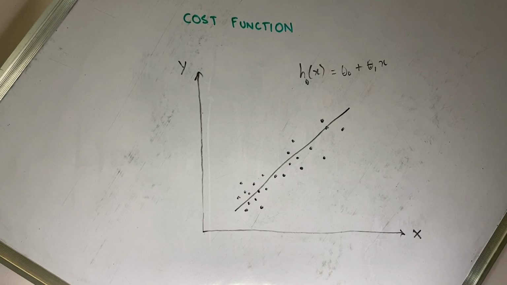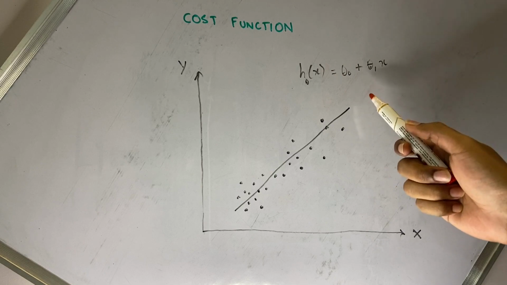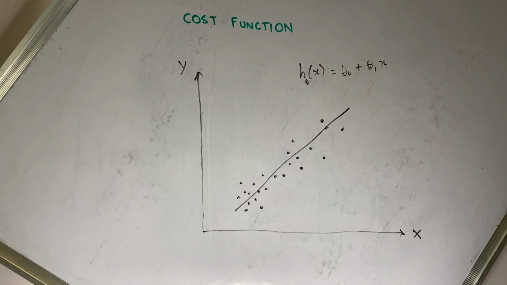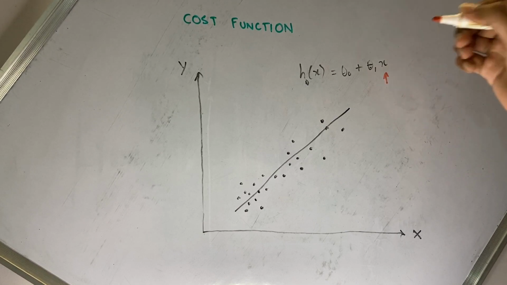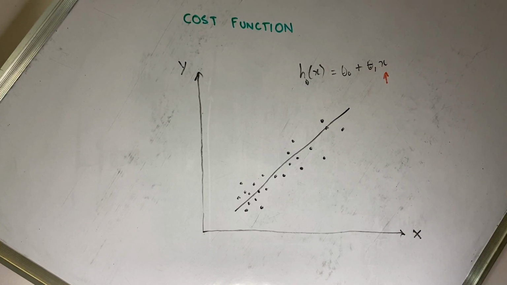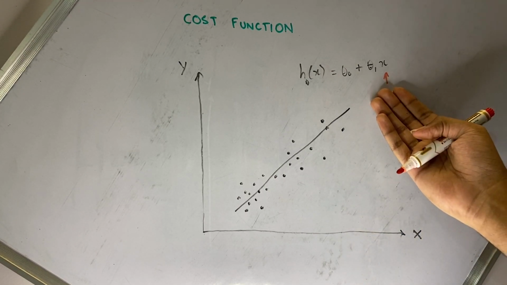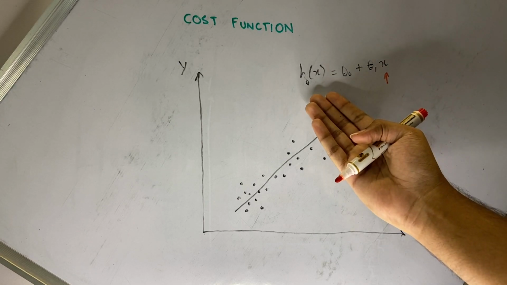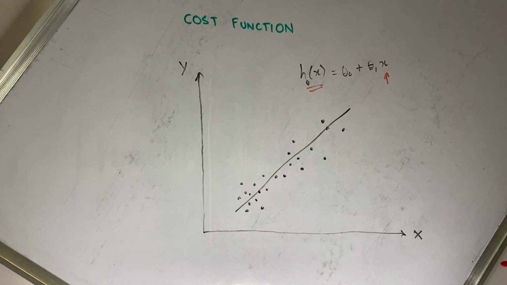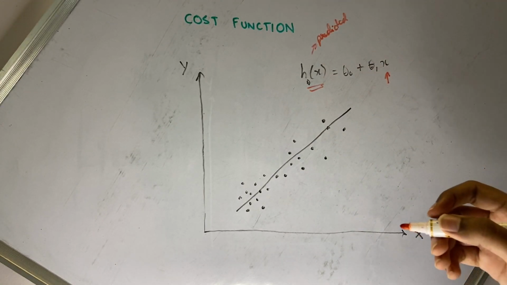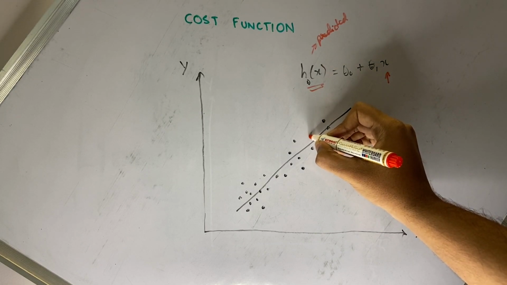Now, consider this hypothesis equation where h of x equals theta 0 plus theta 1 multiplied by x. This x is our size of the house. For any value of x, for any size of the house, we will compute these two terms and find h of x. Now, what is this? This is the predicted price of the house. Now, let us consider a data point here, somewhere around here.